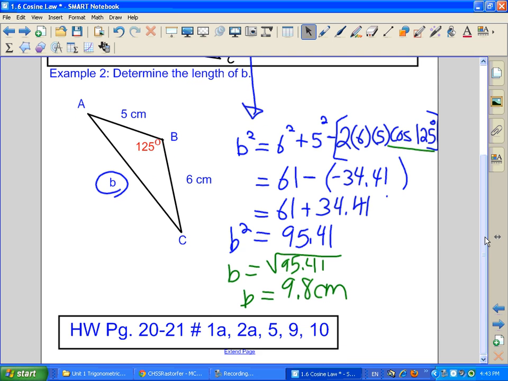And here's your homework, ladies and gentlemen, your workbook, page 20 to 21, 1A, 2A, 5, 9, and 10.